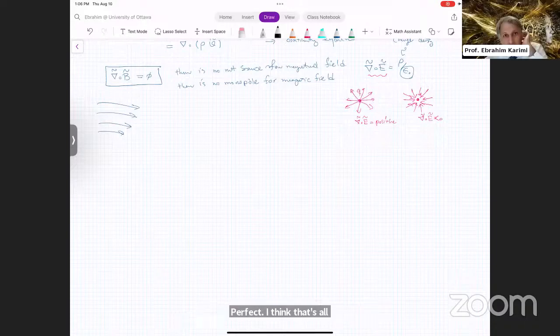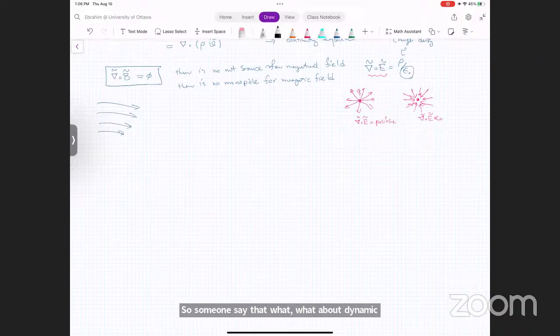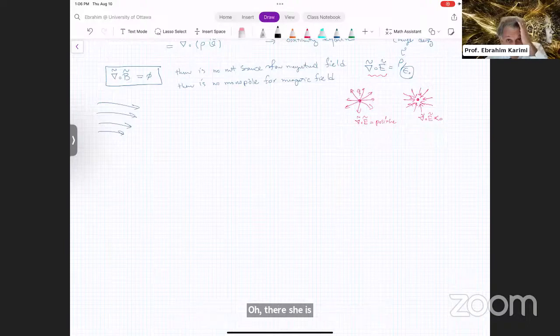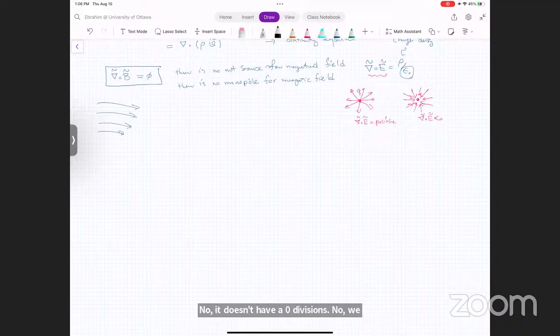So someone asks, what about a dynamical electric field? Does it have a zero divergence? No, it doesn't have a zero divergence. No, we don't have that. Okay.